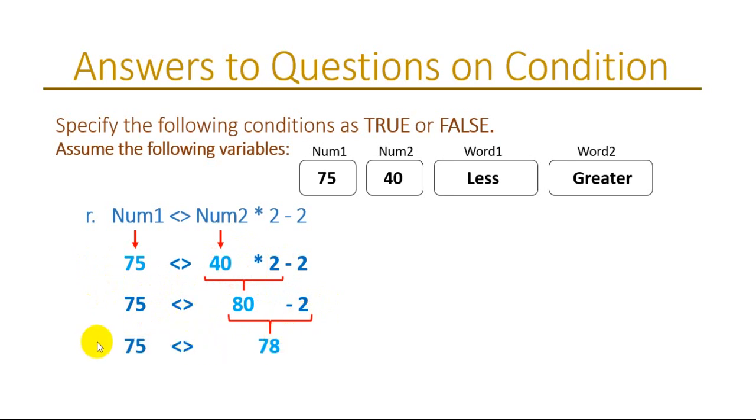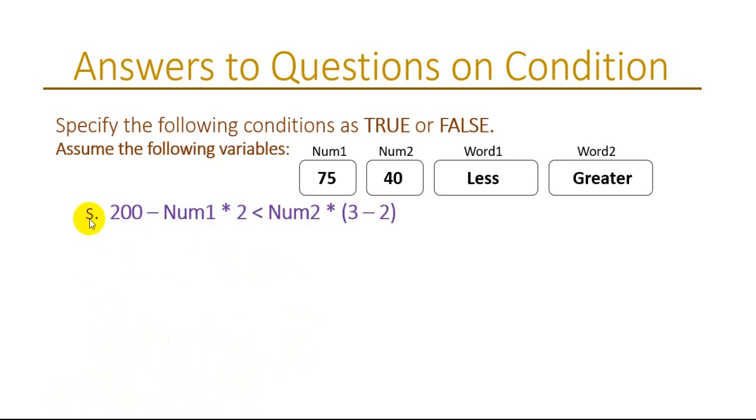Then we have not equal to 75, this one not equal to 78. So 75 not equal to 78, that is true, no? 75 is not equal to 78. This is a statement, right? So in a condition what you are checking is whether this statement is correct or false. When you say 75 not equal to 78, that's a true statement. Therefore, this evaluates to true.